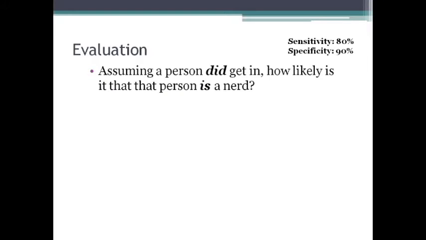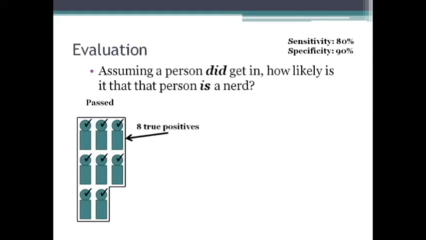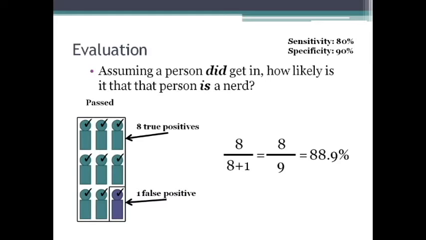Well, let's ask the question. Assuming the person did get in, how likely is it that that person is a nerd? Let's look at all the different people that passed the test. So I had 8 true positives, 8 nerds, and 1 false positive, 1 non-nerd. I'm going to do some basic division. 8 divided by 9 gives us about 89%. So if any person I walk up to in my party, there's an 89% chance they're a nerd.